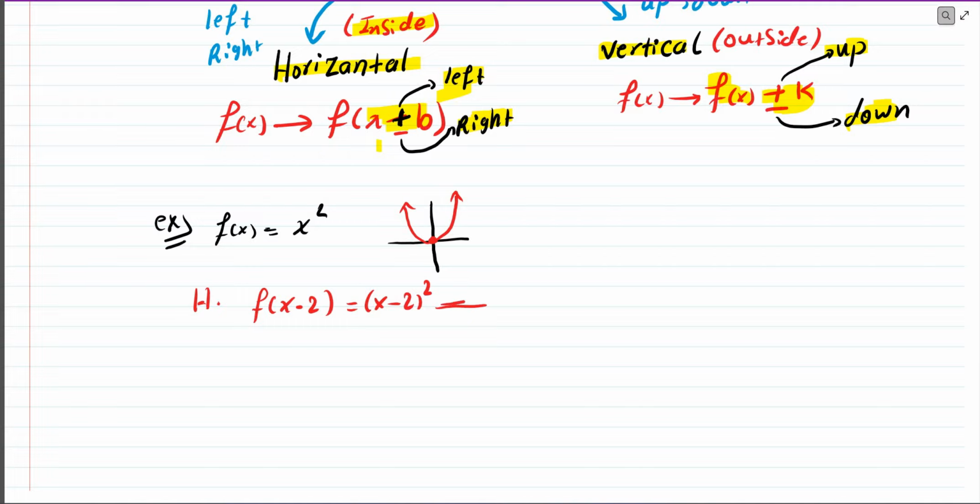So what will happen to the graph, dear students? The graph will move, as I told you, this is inside, right? So we'll move 2 units to the right or left. Since it's minus, we say minus goes to the right. So we'll move 2 units to the right. So this is 2. And the graph is going to be the same.